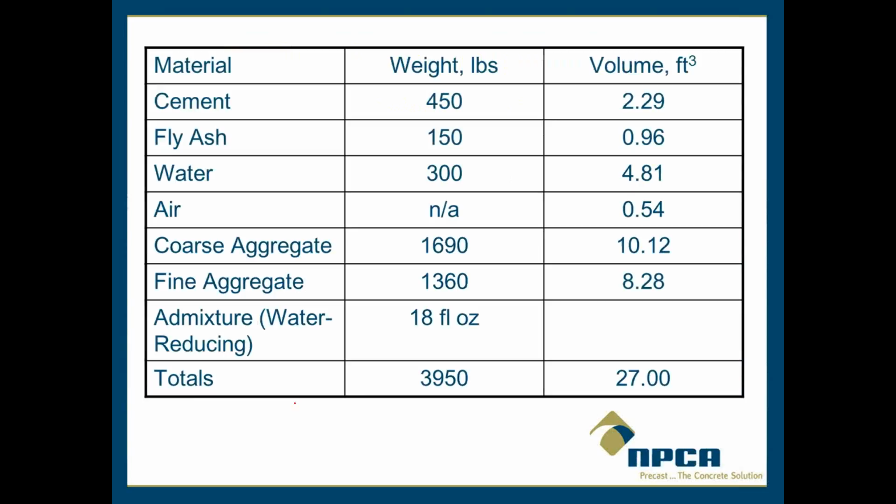Okay, so we saw this slide earlier, but we use this for calculating the yield, and this is just another example of showing how if we're batching, we add up all these volumes in the right column. When we add everything up, we are batching for 27 cubic feet of concrete, which is 1 cubic yard, and this is just an example and an approximation.